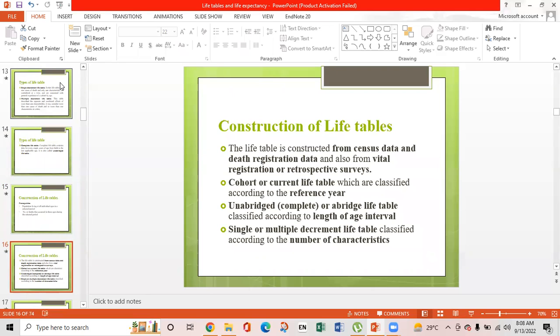Cohort or current life tables are classified according to reference year. Unabridged, complete, or abridged life tables are classified according to length of age interval. Single or multiple decrement life tables are classified according to the number of characteristics.